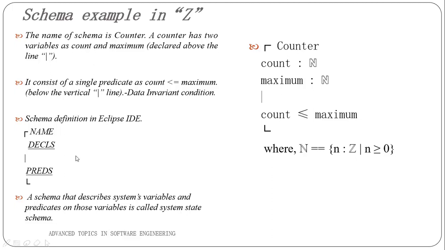Here it is Counter. Second are the declarations. There are two declarations. One is count, second is maximum. Both belong to the set of natural numbers. Third is my dividing line. So this is my dividing line here also here. Fourth are the predicates. There is only a single predicate that I have used here, that is count should always be less than or equal to maximum, right? So a schema that describes system variables and predicates on those variables is called a system state schema.